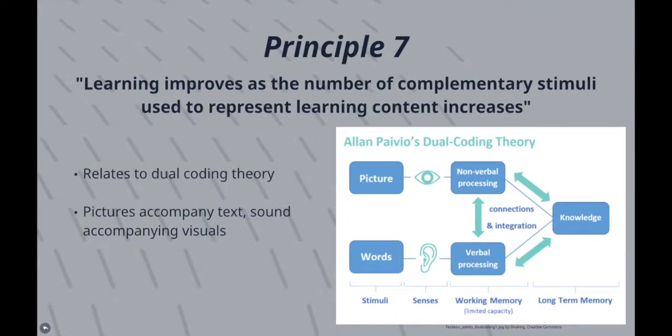Next, we'll take a look at Principle 7, which states that learning improves as the number of complementary stimuli used to represent learning content increases. This principle recalls the information from Paivio's dual coding theory. When pictures can accompany text or sound can accompany visuals, the learning of the content increases.